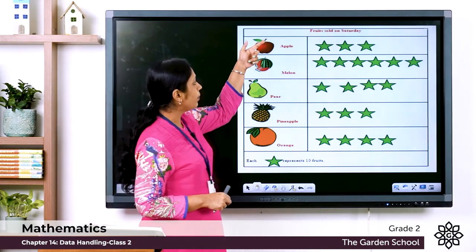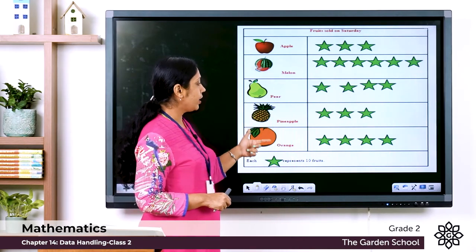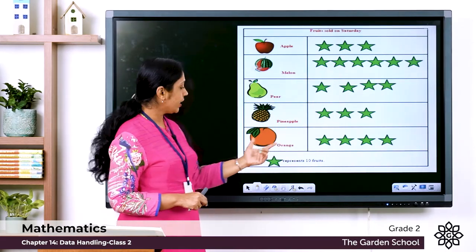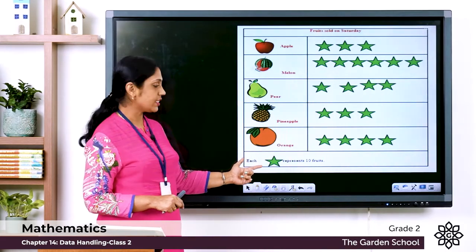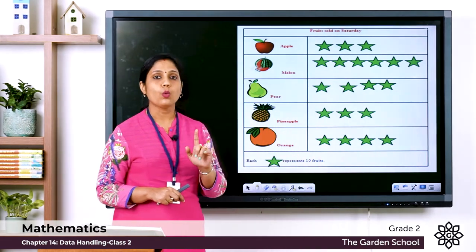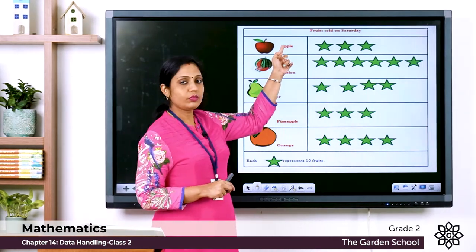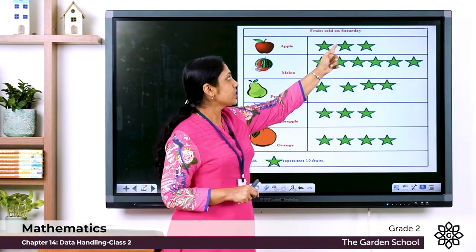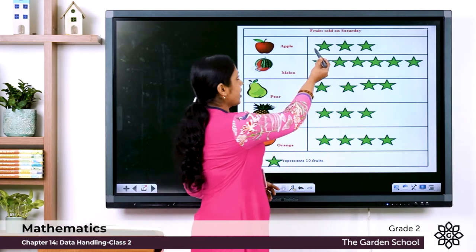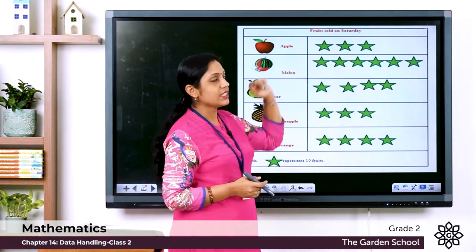They are apple, melon, pear, pineapple, orange. And the number of fruits sold are given using stars. Here at the bottom of this page, you can see each star represents 10 fruits. That means one star represents 10 fruits. So here you can see for apple, 3 stars are given. That means 1 star is 10. So 10, 20, 30. So 30 apples were sold on Saturday.